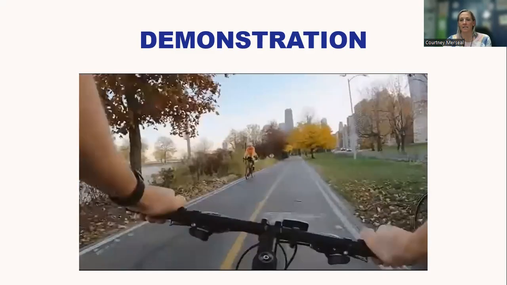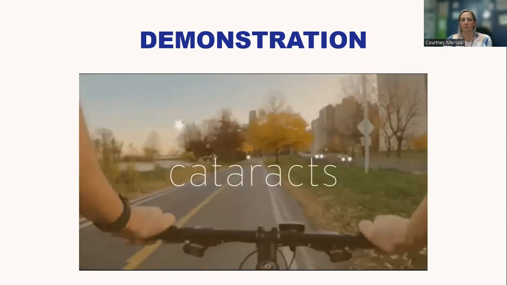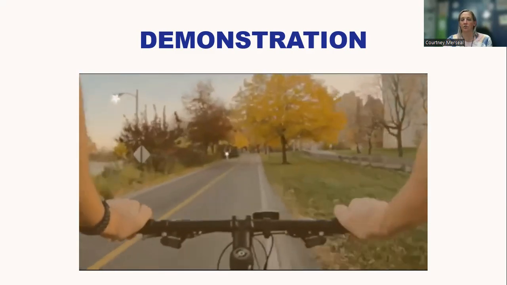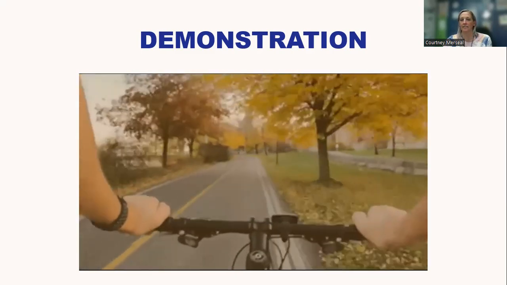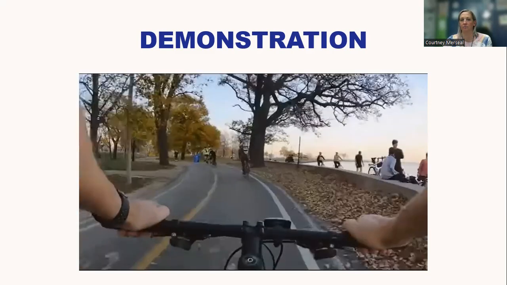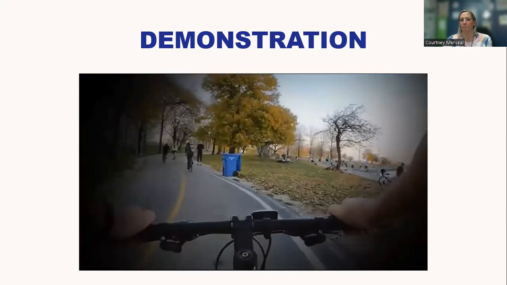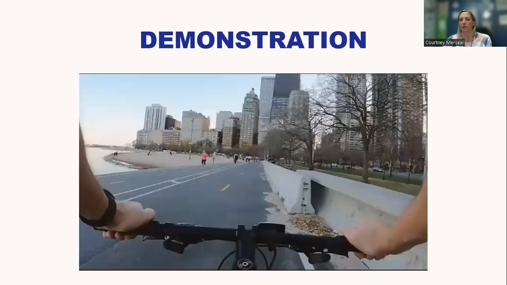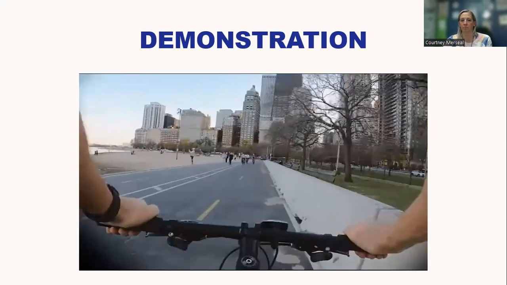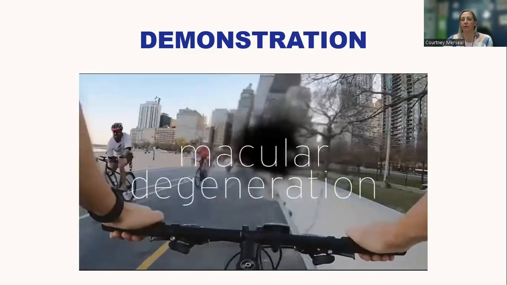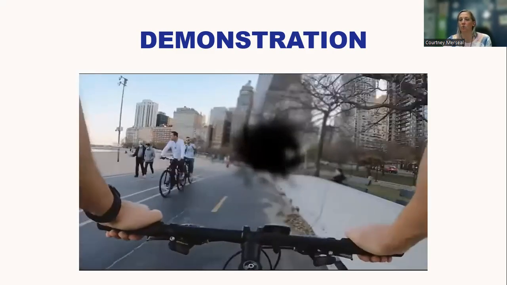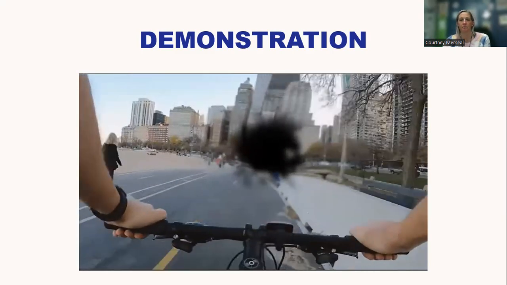So this is common sight. Cataracts, you can see the glare on the lights and that the color is kind of muted. Once again, normal sight. Glaucoma. So you can see that they're looking through the center vision. Macular degeneration. You can see the hole in the middle of their sight.